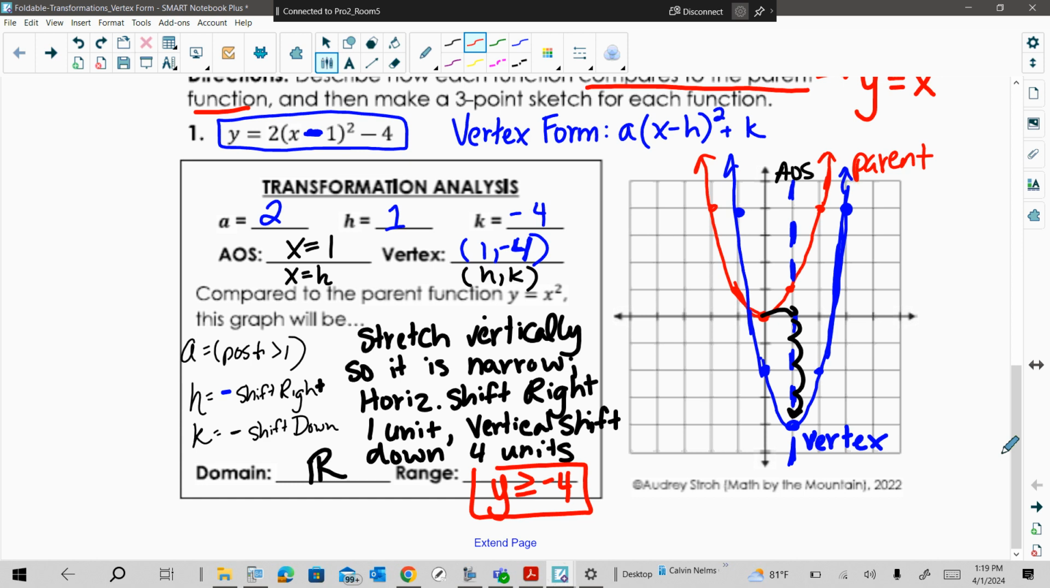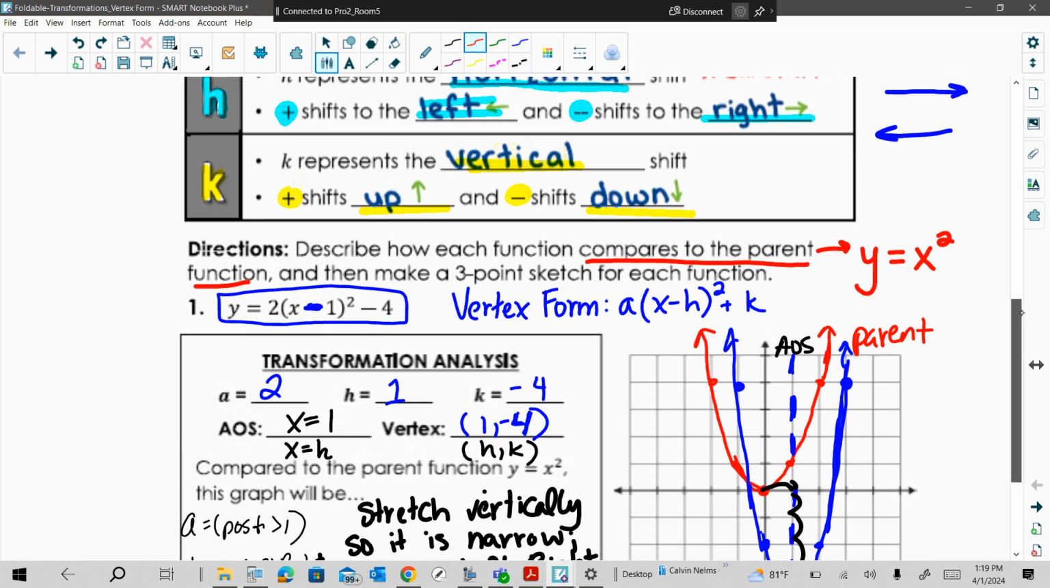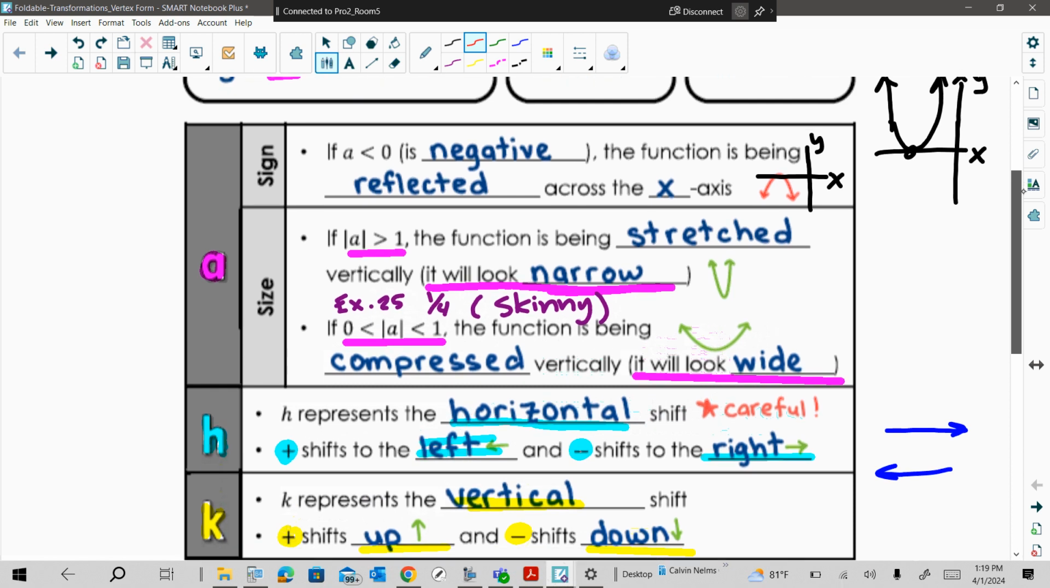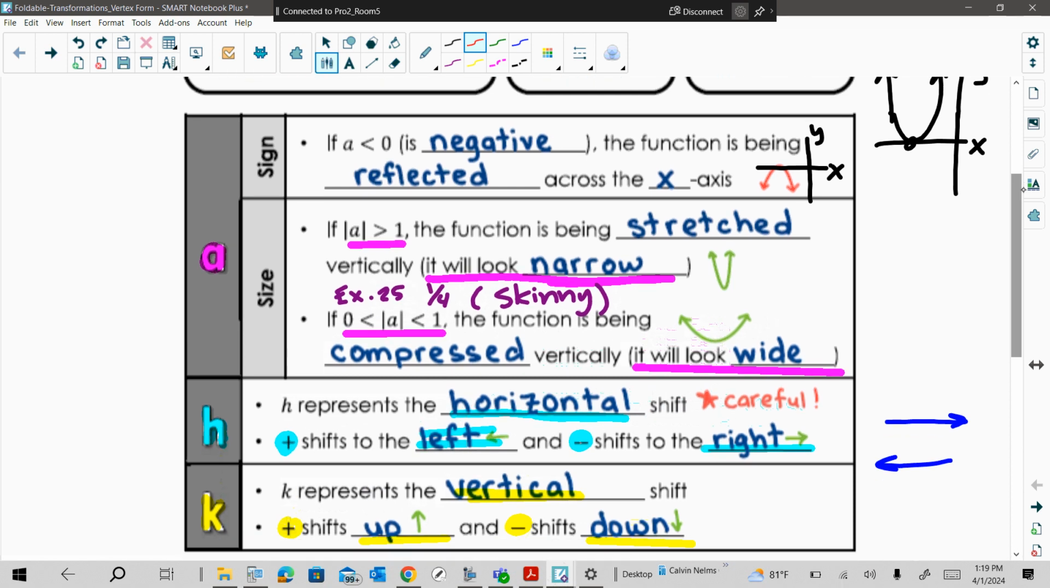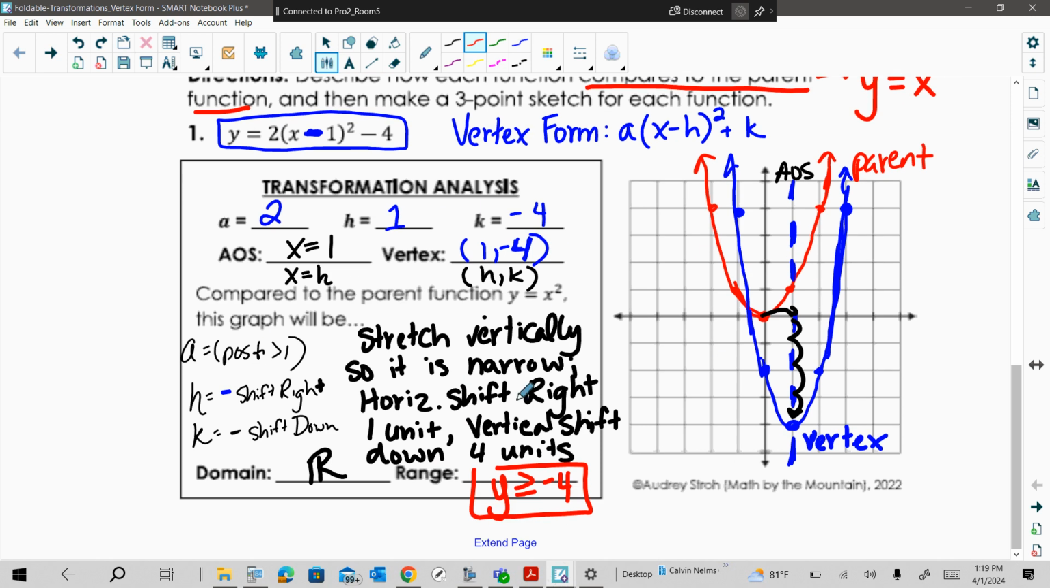All right, so open up to the first graph. Are we okay? You didn't write down the transformation. You have to do that. You're going to have to describe how the graph changed from the parent. Okay, so put the parent first.